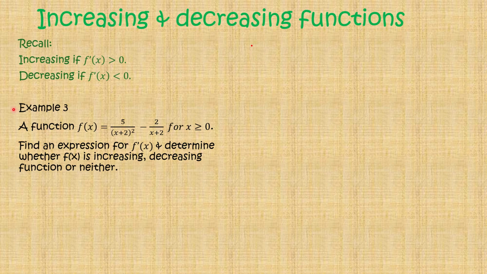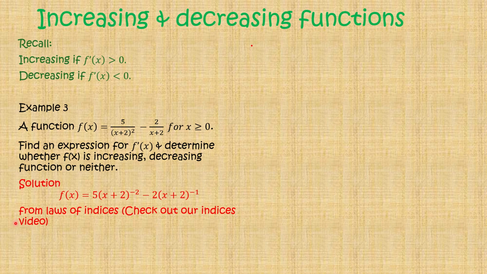Let's dive into example 3. A function f of x is equal to 5 over (x plus 2) squared minus 2 over (x plus 2) for x values greater or equal to 0. Find an expression for f prime of x and determine whether f of x is increasing, decreasing, or neither. So the solution. We know f of x can actually be expressed as 5 times (x plus 2) to the power minus 2 minus 2 times (x plus 2) to the power minus 1.